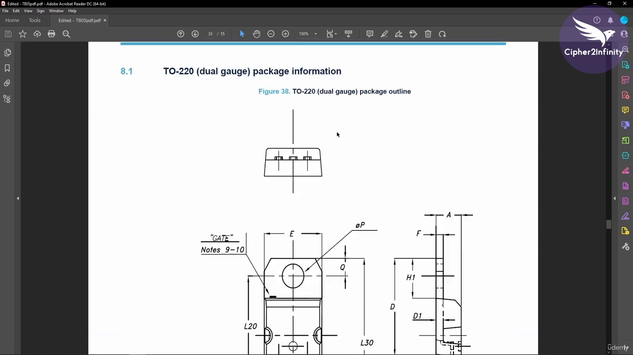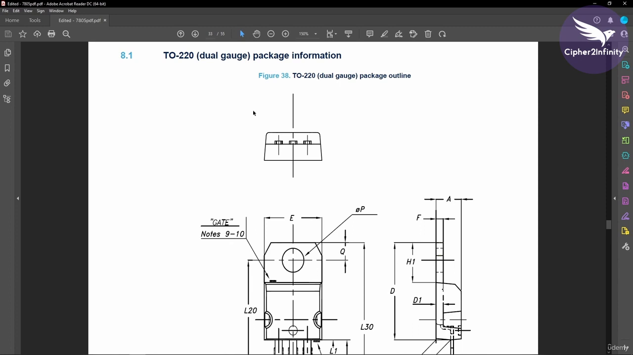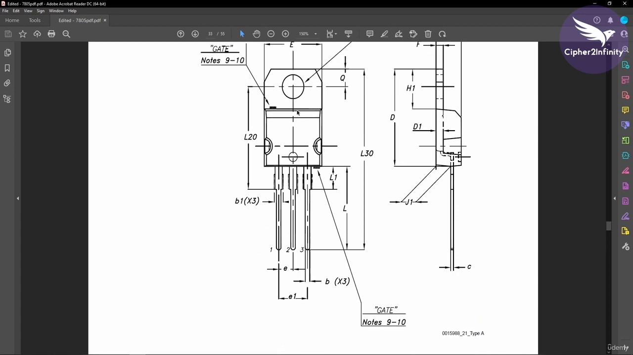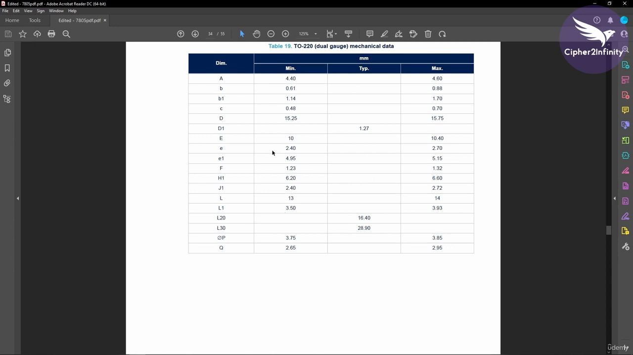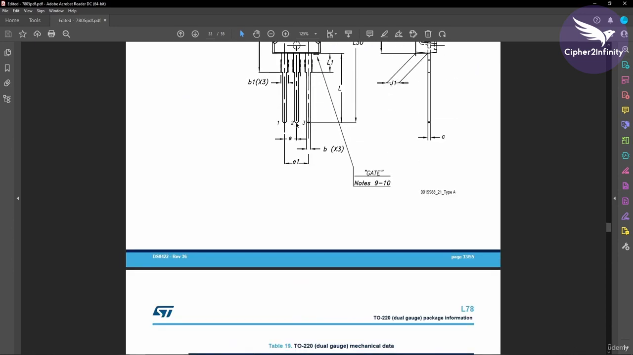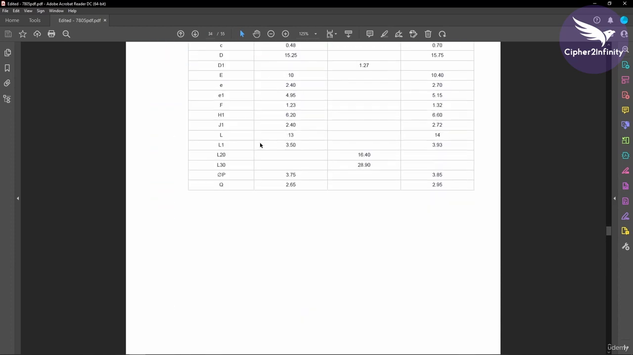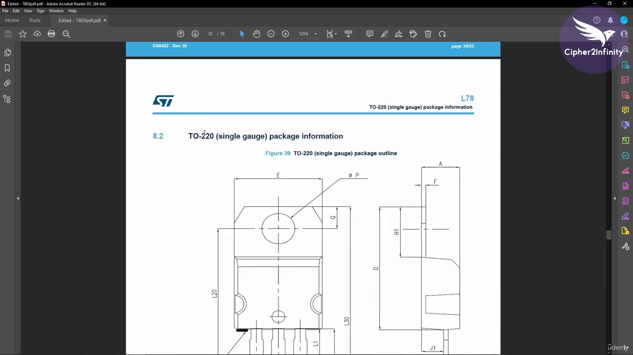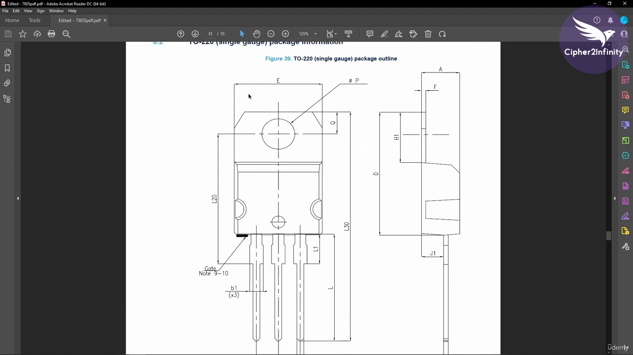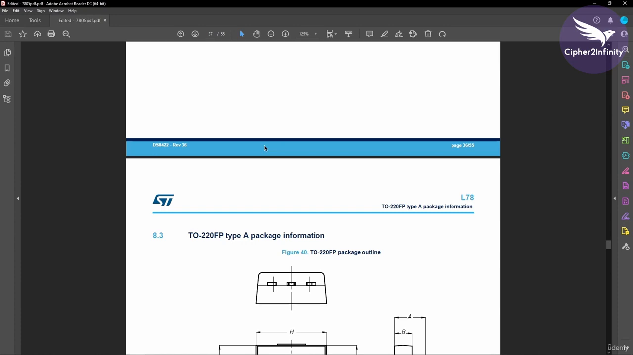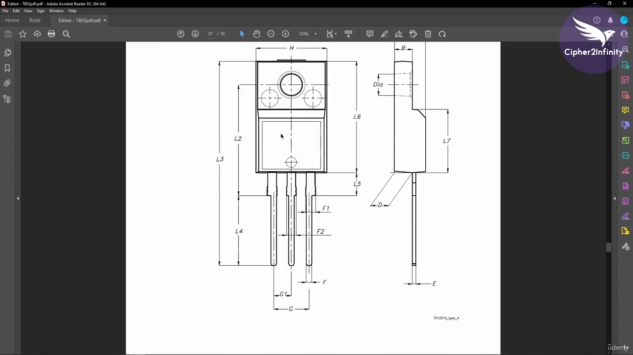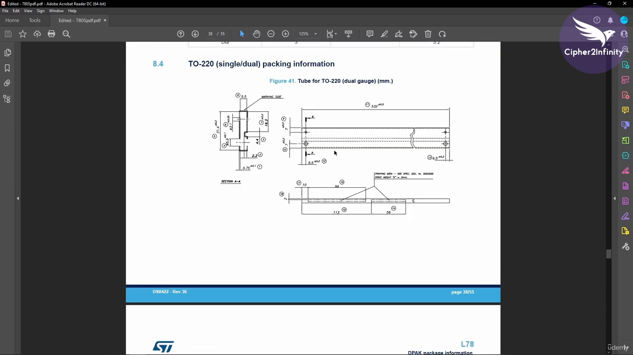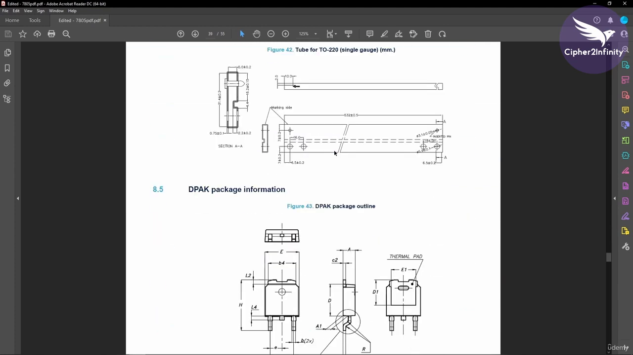At the start of this datasheet, we discussed that this particular IC is available in different packages like TO-220. The package related information, like dimensions, is given in this section. Here you will see all the information related to the package, like the distance between the two pins. And this information is for the TO-220 package. Now let's go ahead. Again, this information is for the TO-220 FP package, and it is helpful when we design the footprint for a specific component.